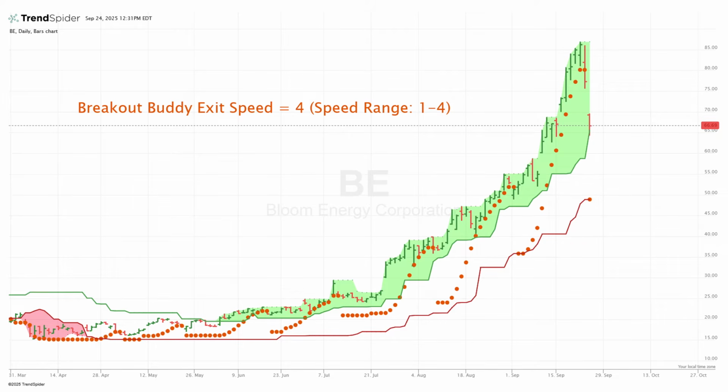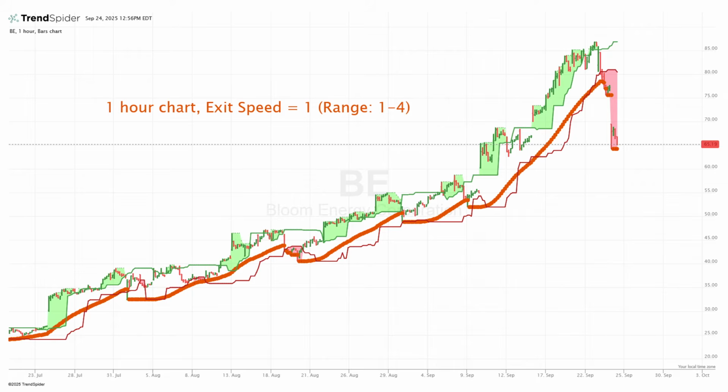Now, this is still Bloom Energy, but we've gone to a 1 hour chart and we've dialed our exit speed down to 1. So you can make the speed and breakout combination work completely differently simply by changing the frequency of the underlying data chart. So for example, here we've got a 1 hour chart, so things are moving very rapidly.